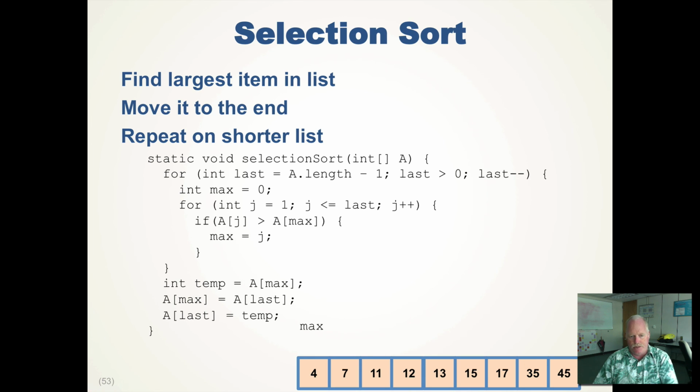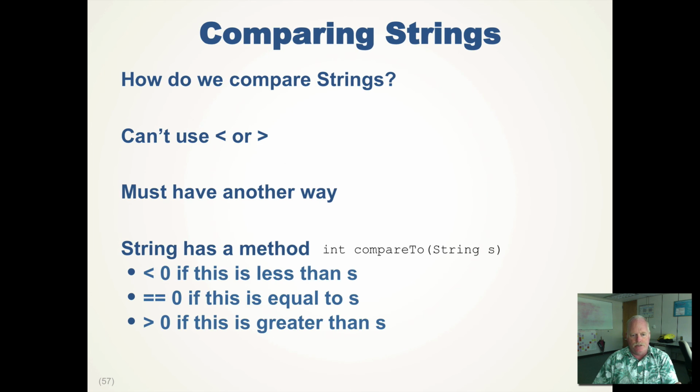So you can do the same thing here with strings using the compare_to method and looking at the result of the method call. If it's less than 0, then the first string is less than s, or this is less than s. If it's equal to 0, this is equal to s, and if it's greater than 0, then this is greater than s. So we can order our strings by using the compare_to method that's defined on strings.